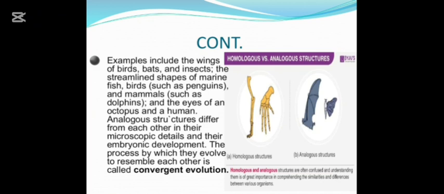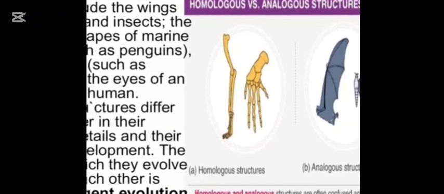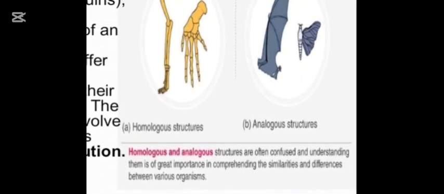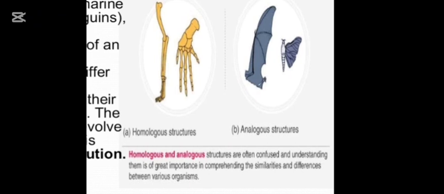Analogous structures differ from each other in their microscopic detail and their embryonic development. The process by which they evolve to resemble each other is called convergent evolution. So you have homologous structures and analogous structures. Homologous structures, like we see here, and then analogous structures, where we're seeing insects and a bat. They have a different ancestor, but they have structures that perform similar functions.